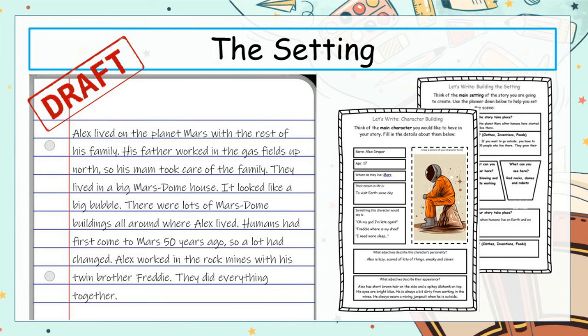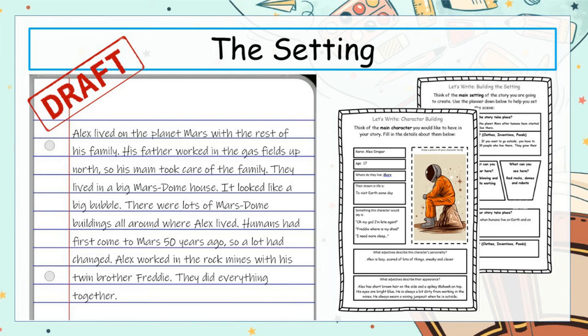Alex lived on the planet Mars with the rest of his family. His father worked in the gas fields up north, so his mom took care of the family. They lived in a big Mars Dome house. It looked like a big bubble. There were lots of Mars Dome buildings all around where Alex lived. Humans had first come to Mars 50 years ago, so a lot had changed. Alex worked in the rock mines with his twin brother Freddy.